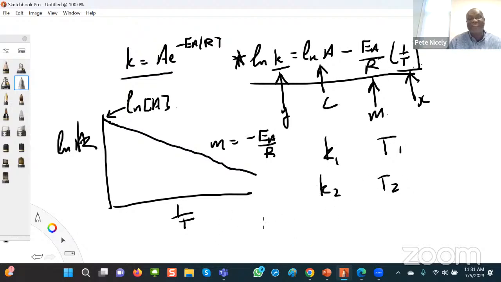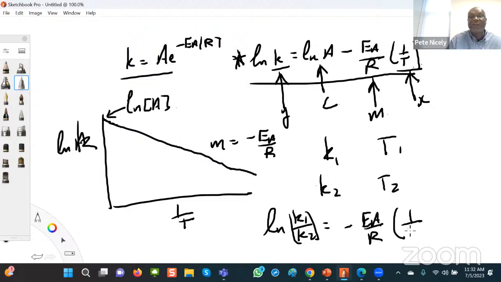In that case, the relationship will be ln K1 over K2 equals minus EA over R times 1 over T1 minus 1 over T2. So this is yet a third way.